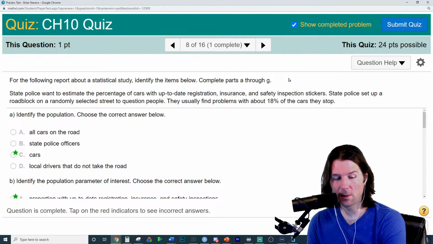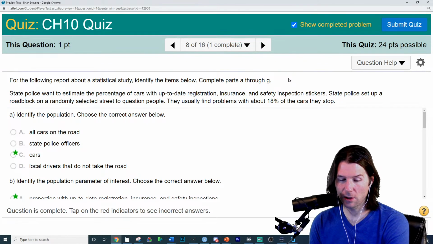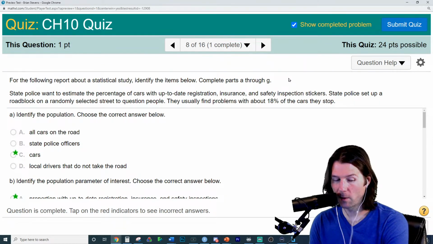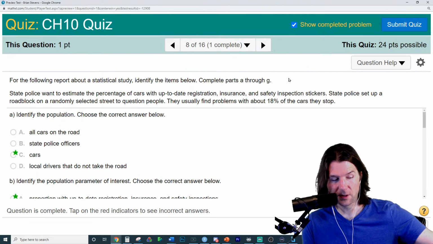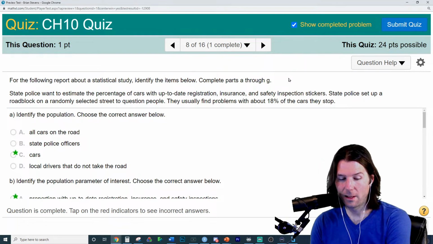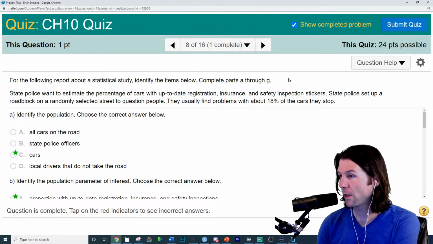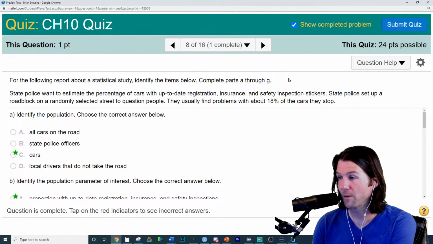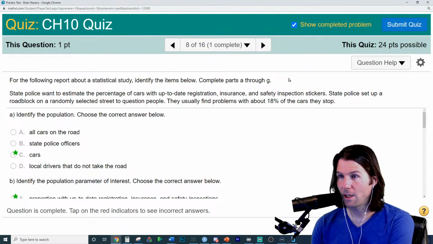State police want to estimate the percent of cars with up-to-date registration, insurance, and safety inspection numbers. State police set up a random roadblock on a randomly selected city block. They usually find problems with about 18% of cars they stop. So identify the population. It's going to be cars, because they want to understand cars. Identify the population parameter of interest: the proportion with up-to-date registration. This is what they want to measure.